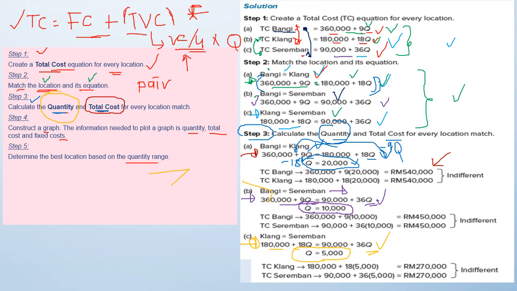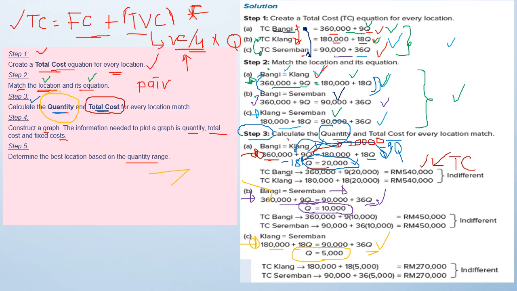We match Bangi with Kelang for the first match, 360,000 plus 9Q. So just now we have calculated Q as 20,000. So we replace this Q with the quantity that we have calculated, 20,000. So you masukkan 20,000 in the equation for that match. So 360,000 plus 9 times 20,000, we will get 540,000. So this is the total cost for Bangi.